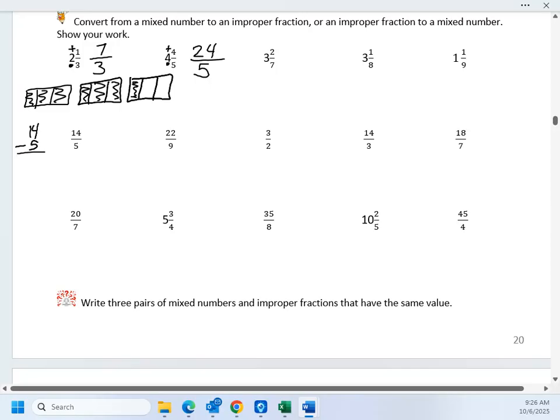So we're going to take that 5 away 1 time. 14 minus 5 is 9. Then, I can take 5 away again.